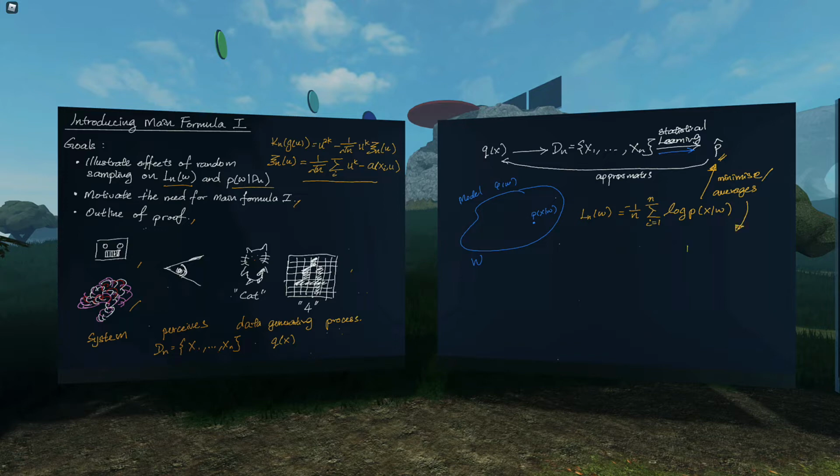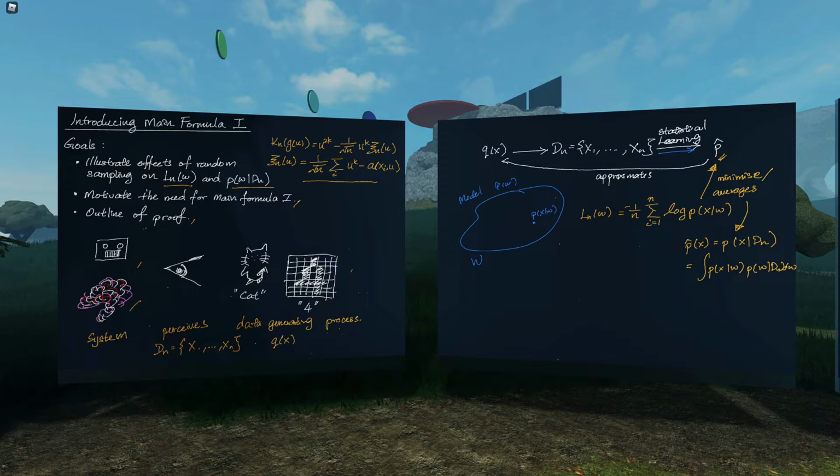That is, let p hat of x equal the Bayesian average of the likelihood function over the posterior. Okay.